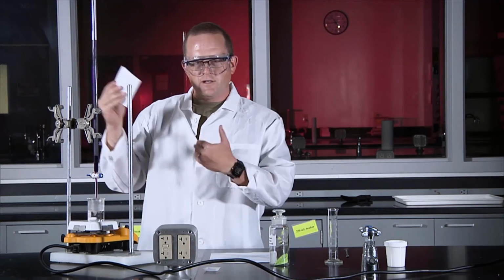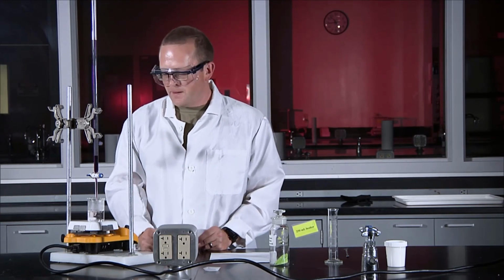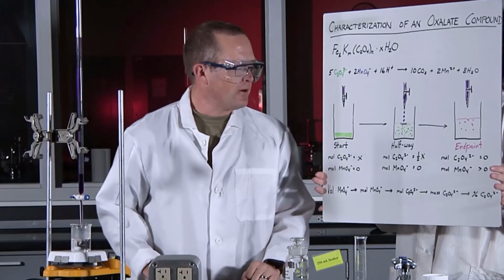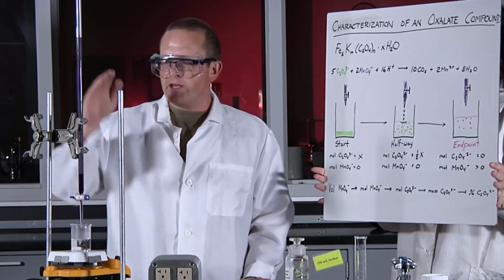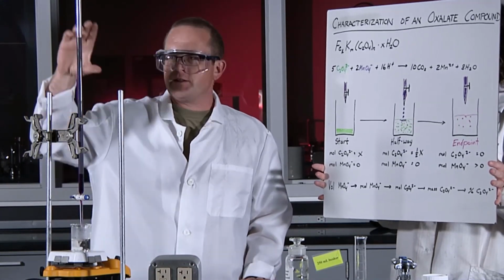and you take the difference. So you know the volume of the potassium permanganate that you added to get to the endpoint. So you'll do this titration twice, and then you'll calculate from there. Okay, so to do the calculation, you know the volume of potassium permanganate that was added.